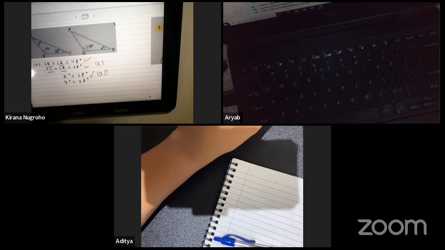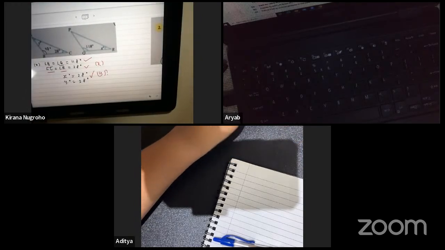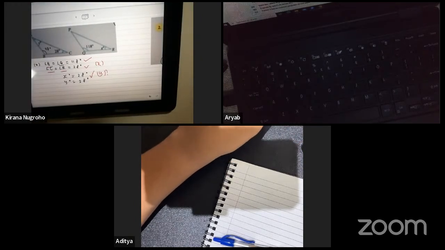Oh, is it correct? Kirana, why is y 28? Why is y 28? Wait. I don't think there's a reason for y to be 28.